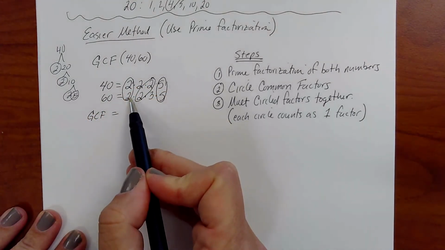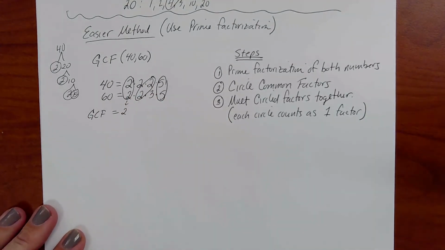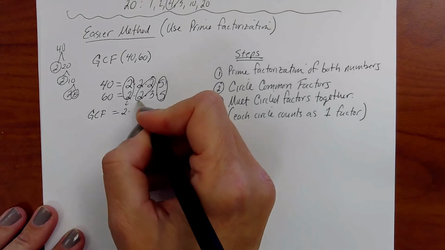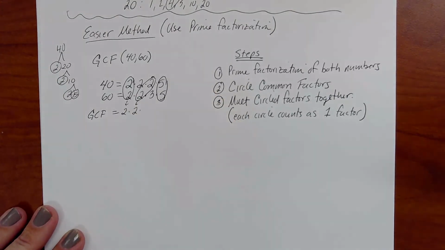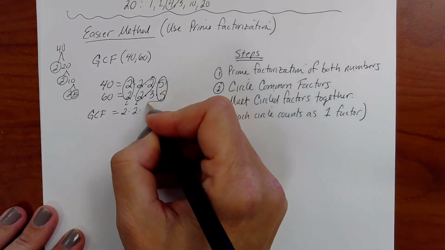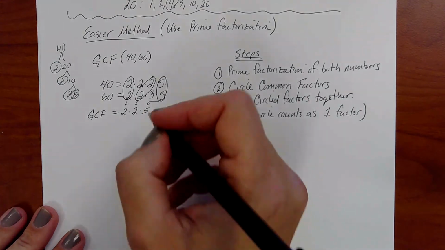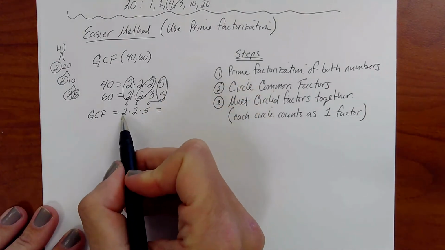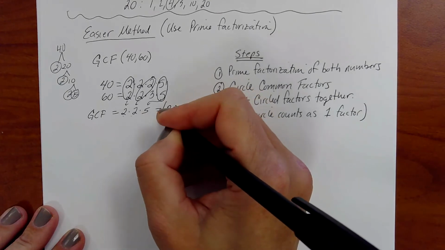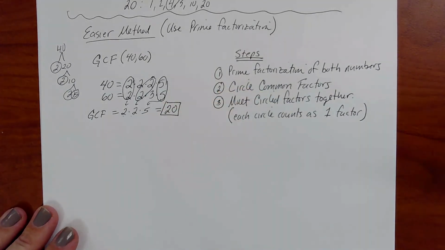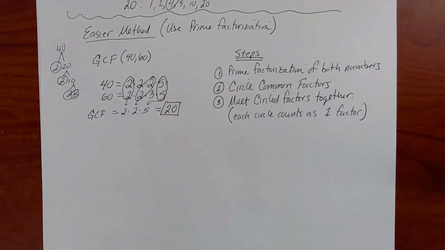this circle of 2's counts as one 2 in the GCF. This circle of 2's counts as one 2 in the GCF. This circle of 5's counts as one 5 in the GCF. You multiply those together. 2 times 2 is 4. 4 times 5 is 20. And you are done. So the GCF, we knew it, of 40 and 60 is 20.